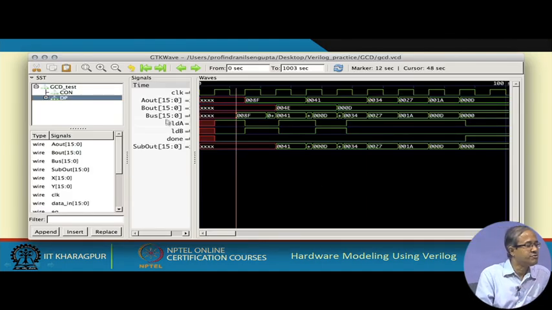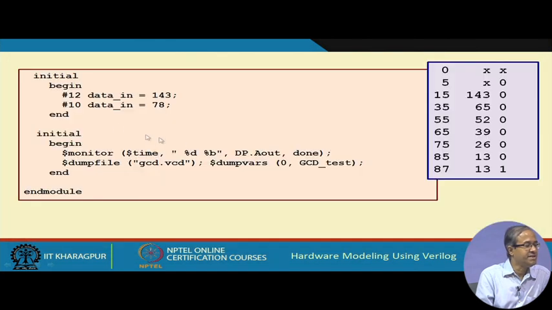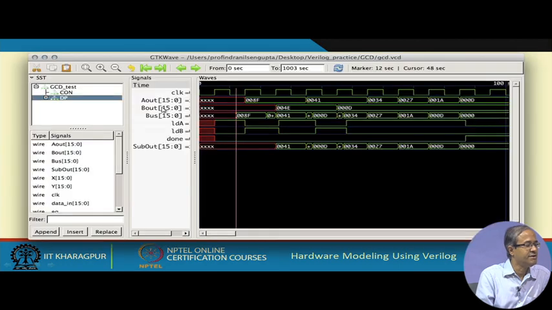Here also you can see the different signal values: clock, A out, B out, bus, load A, load B. You can see the values of A out and B out are changing. Initially the values are 143 and 78. So, 143 means 8F, 78 means 4E.